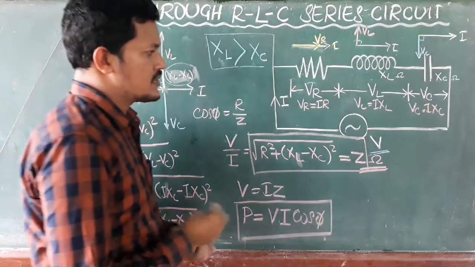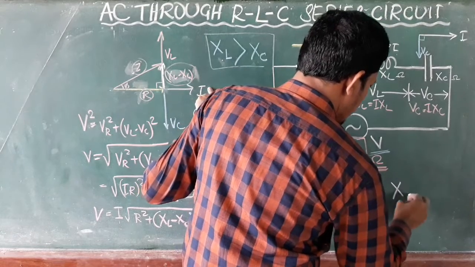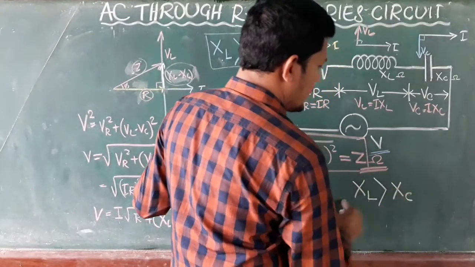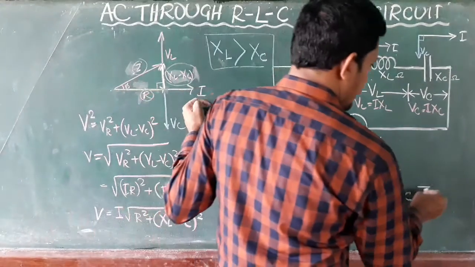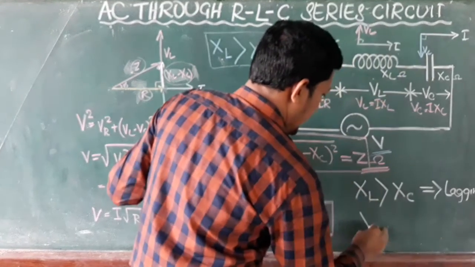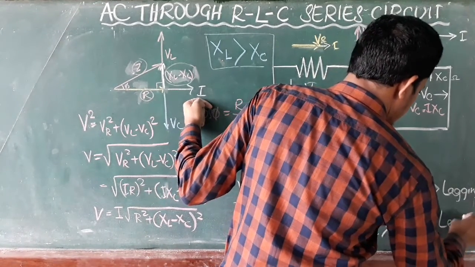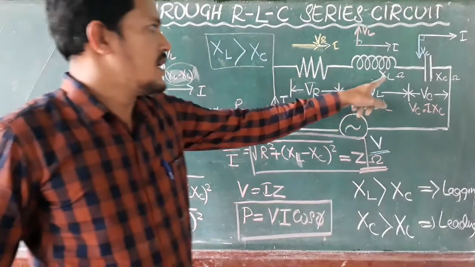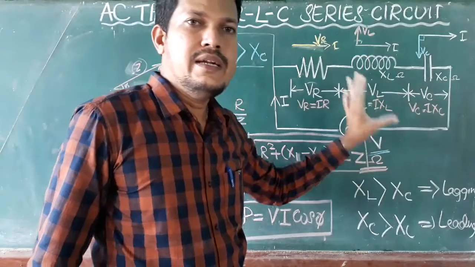Clear? Now we are going to discuss the XL and XC values. Here XL is greater than XC. XL greater than XC means the inductance value is larger, so this circuit is a lagging circuit. Or XC greater than XL, then this circuit is a leading circuit. Clear? Just remember, it depends upon the XL and XC values. Suppose XL is a larger value compared to XC, and XC is very small, then the circuit behaves like an inductive circuit.